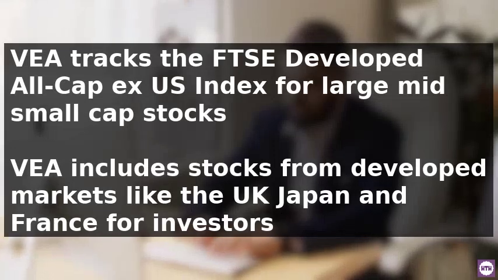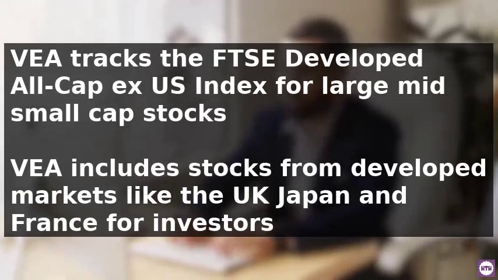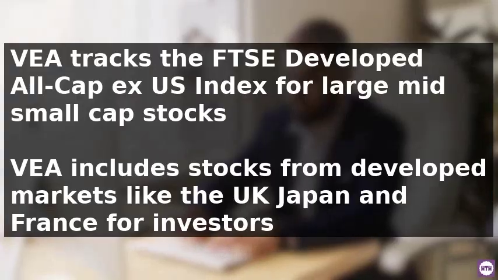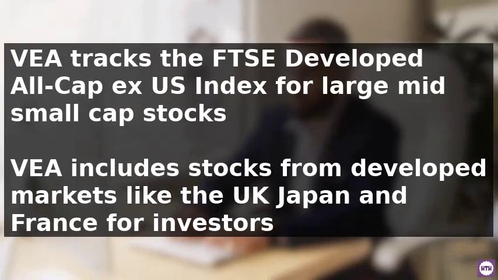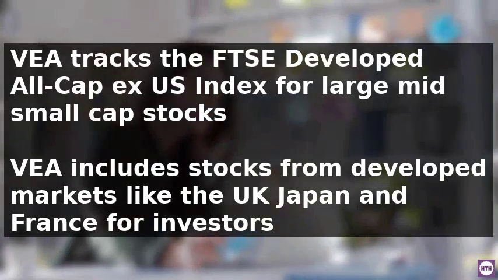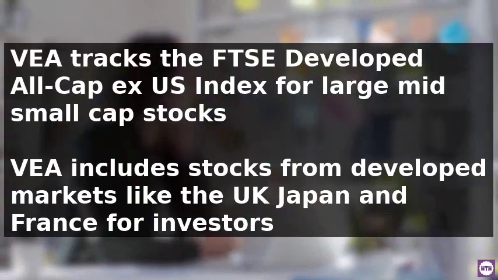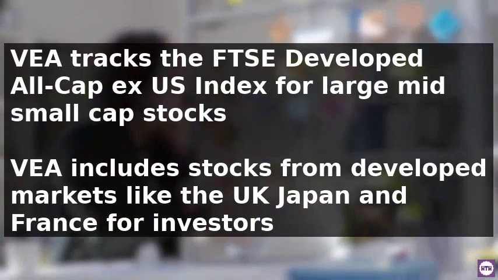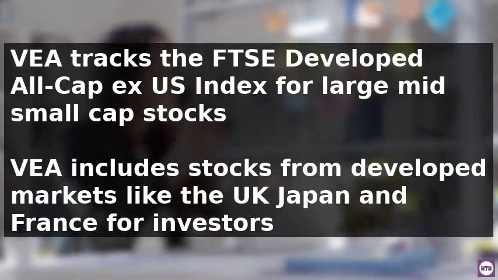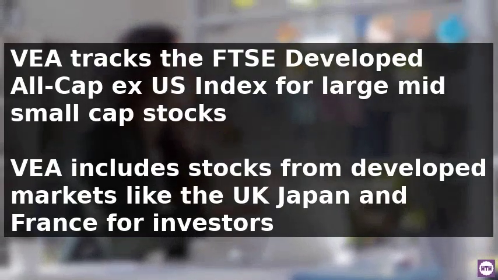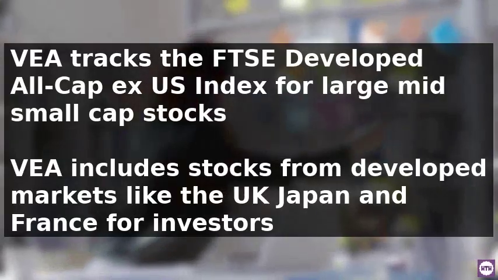The differences between VEA and VXUS lie in their composition and market exposure. VEA tracks the performance of the FTSE Developed All-Cap ex-US Index, which includes large, mid, and small-cap stocks from developed markets outside the US, such as the UK, Japan, and France.